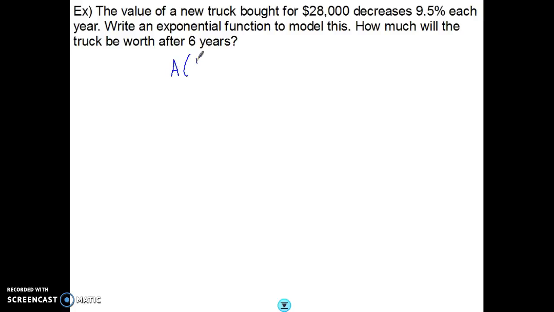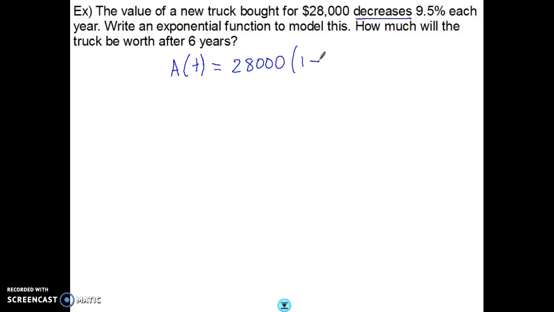So A of t, I want to know how much is the truck worth after t years. Well, the initial value of the truck is $28,000, so that's our little a. This next part's always 1. And the keyword that I'm looking at is decreases. That means that our initial value is decaying over time, so we're going to have a minus here.